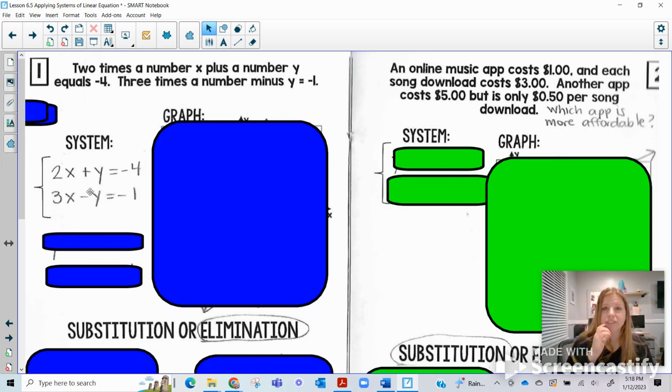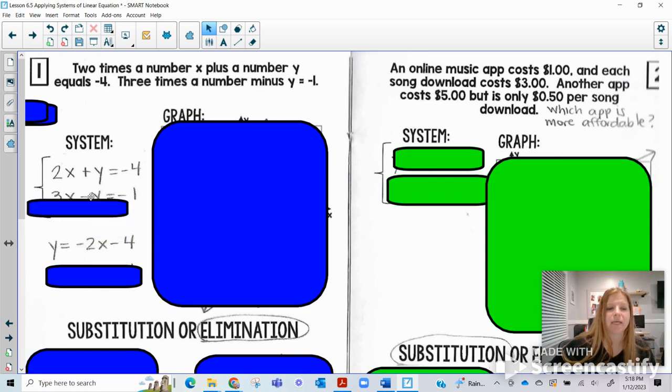If I wanted to graph these two equations, the first one looks pretty good because I could find the intercepts, or I could rearrange this equation and get y by itself. So if I was to rearrange this first equation, 2x plus y equals -4, to get y by itself, we would subtract 2x. And so that first equation would really look like y equals -2x minus 4.